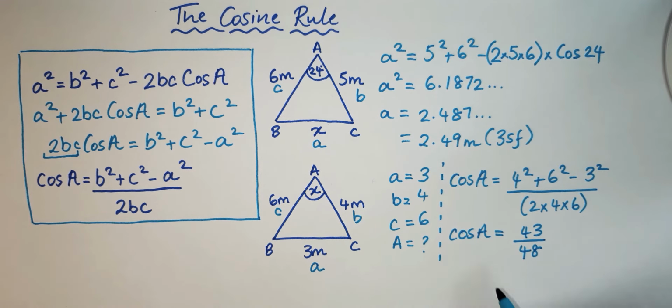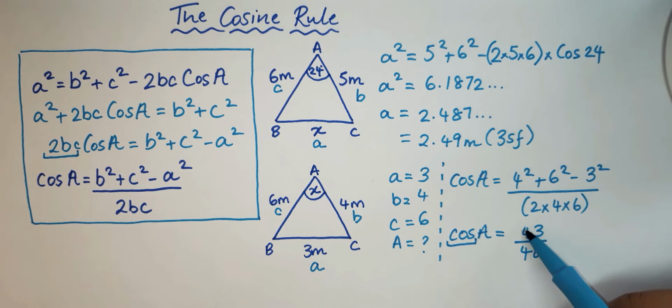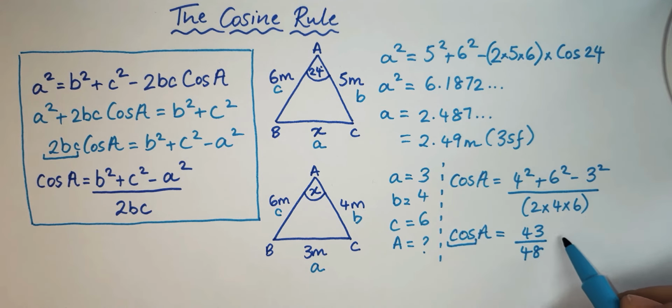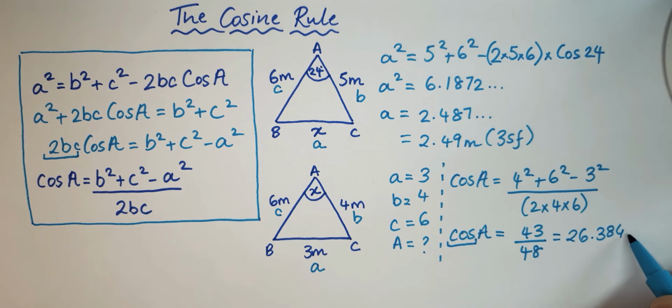Now we can't stop there because this is the cosine of A. So we need to do the inverse cos function of this to get the value of A, which we do on our calculator. So you just press Shift and the cos button and you put in 43 over 48 and we get a value of 26.384, and it just carries on. Now in this case, they haven't said three significant figures, or they haven't given us a value of how many decimal places to put it to. So we can just say it's 26 degrees.